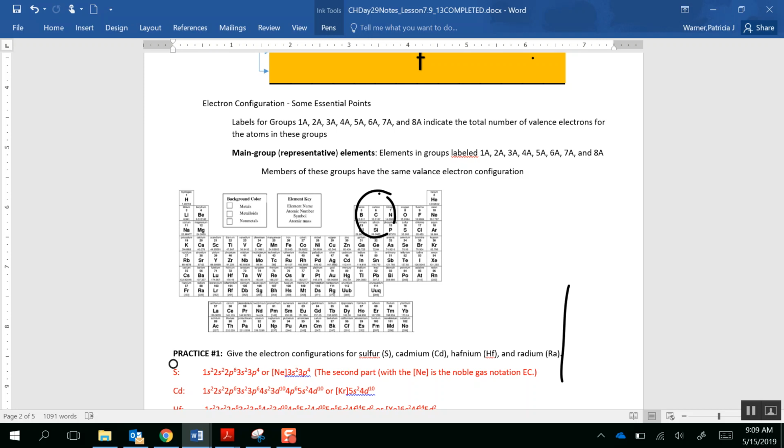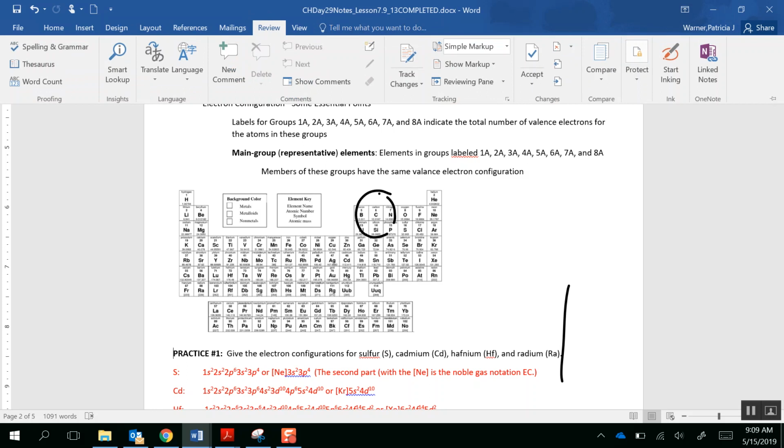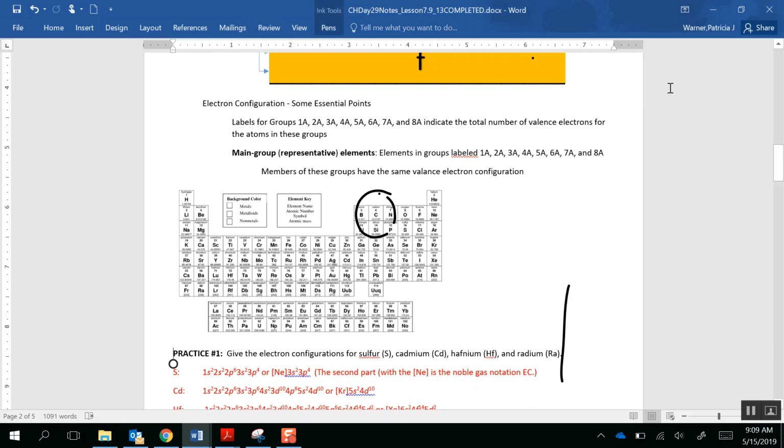And then your B groups are a little bit different, and we'll look at those. All right, so let's go up here. Okay, anyway, let's go down here and look at the practice.